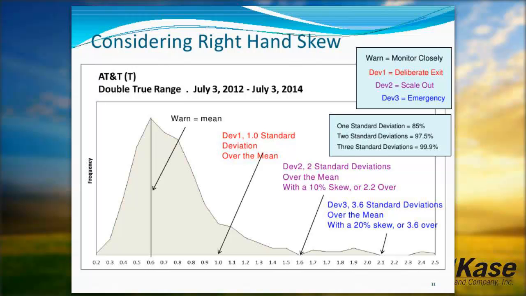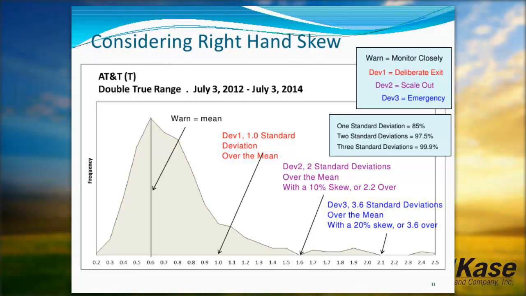And the Dev 1 is basically a deliberate exit where maybe we've had some sort of warning signal or exit signal ahead of time that told us, hey, we need to get out of this trade. And so that's what the 1 standard deviation mark is. And then we have the warning line, which is right at the mean.